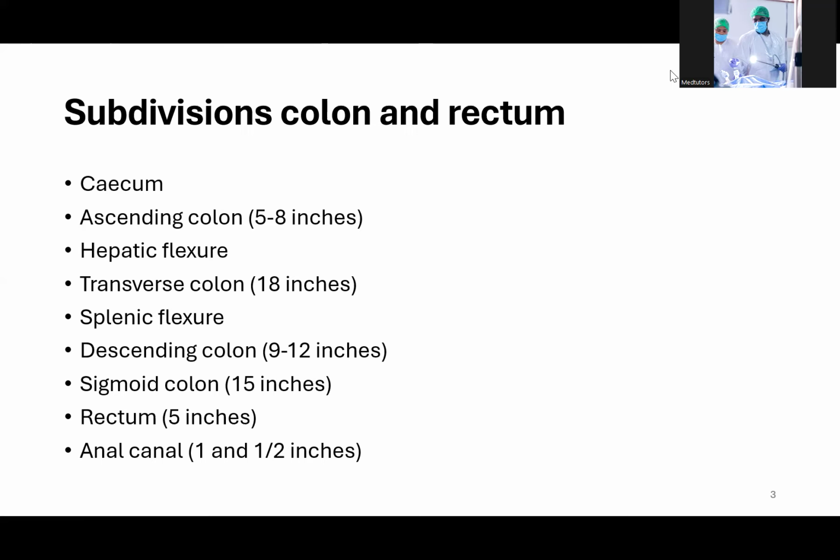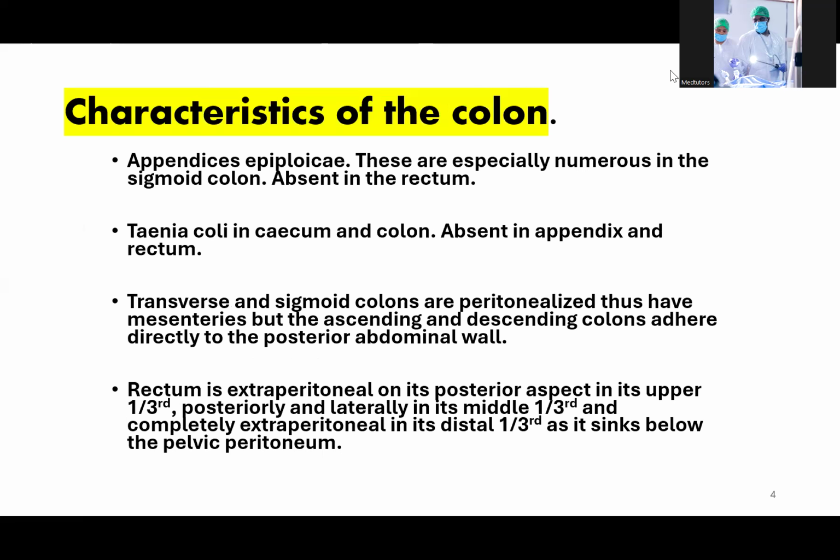Number 2, appendices epiploicae. And number 3, haustral markings, haustrations. These are 3 characteristics of the colon and are absent in the rectum. Of course, we know tinea coli is a longitudinal muscle. There are 3 that converge at the base of the appendix. It's a characteristic of the colon.